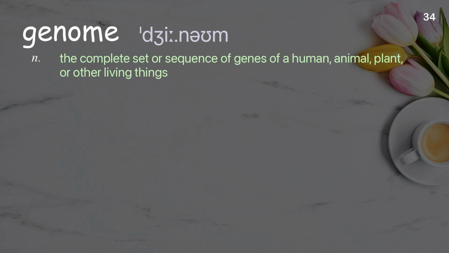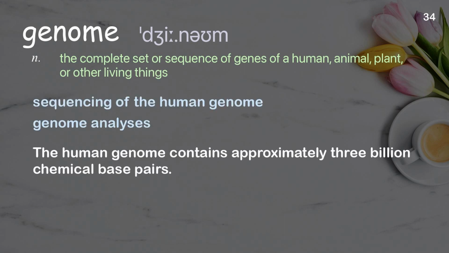Genome. The complete set or sequence of genes of a human, animal, plant, or other living things. Examples: Sequencing of the human genome, genome analyses. The human genome contains approximately 3 billion chemical base pairs.